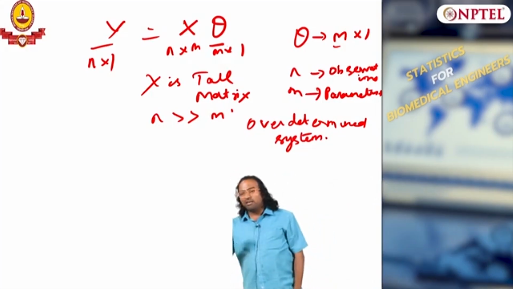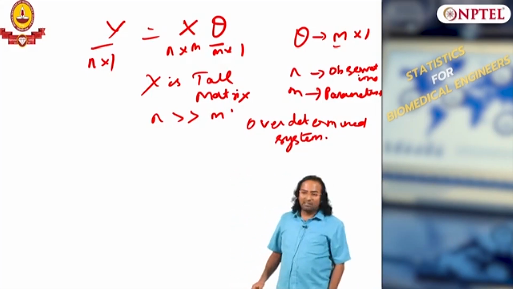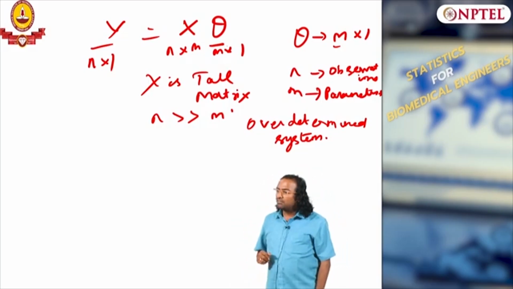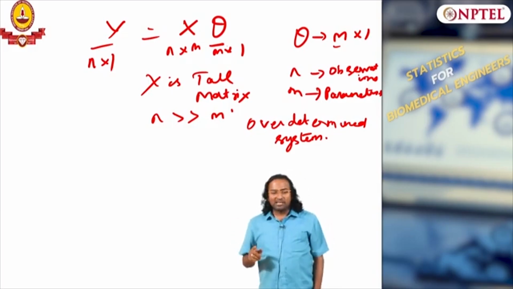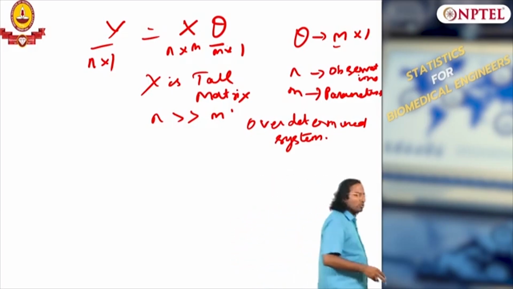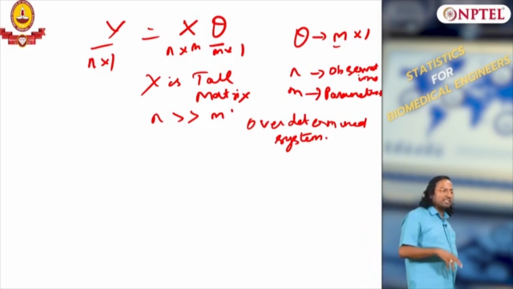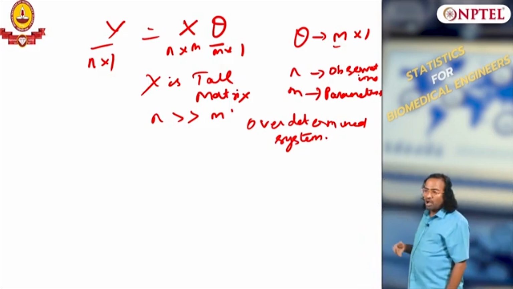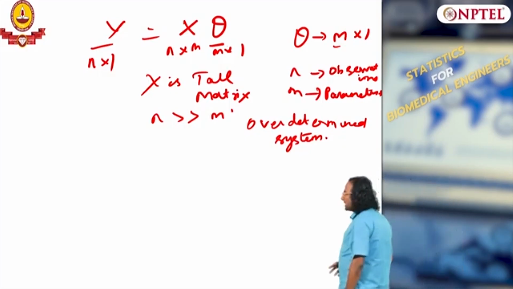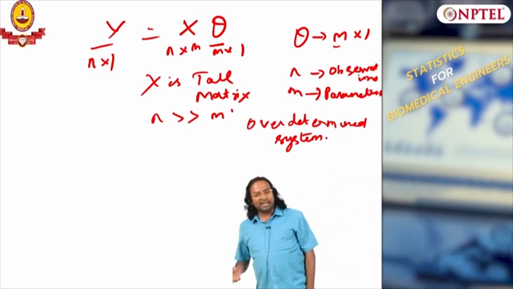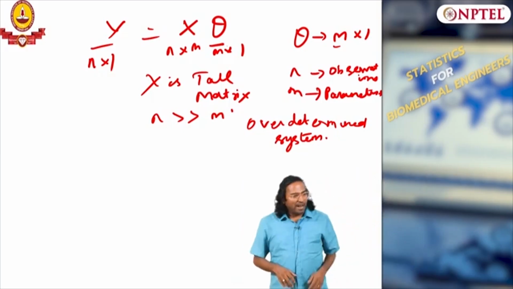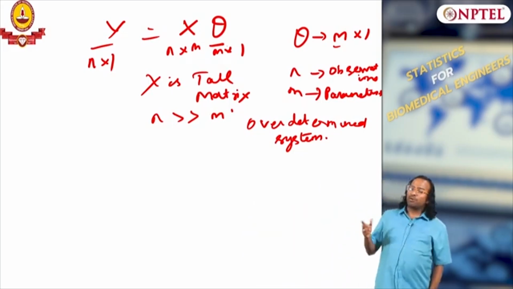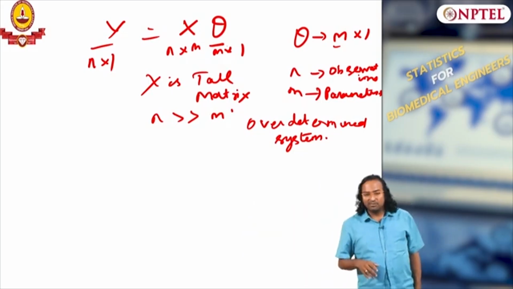What is the unknown here? Theta, which is only m, and how many equations are there? N equations, and if n is much greater than m, there are more equations and fewer unknowns. So that is an overdetermined system. The opposite is called underdetermined, where m is much greater than n, so it is a fat matrix. Any example of an underdetermined system?